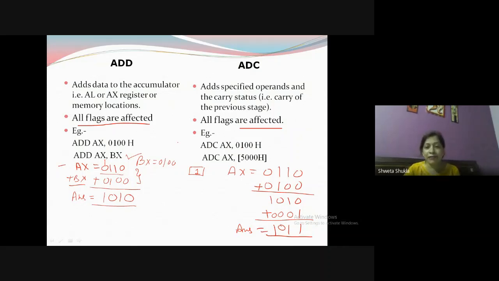Remember, if this kind of instruction is given in ADC, this 5000 is nothing but the address, or you can say the memory location. So this is the address, meaning you have to move to this address. You have to pick the content which is present in this particular address, and then you have to add that content to the content of the AX register. This is how ADC works.